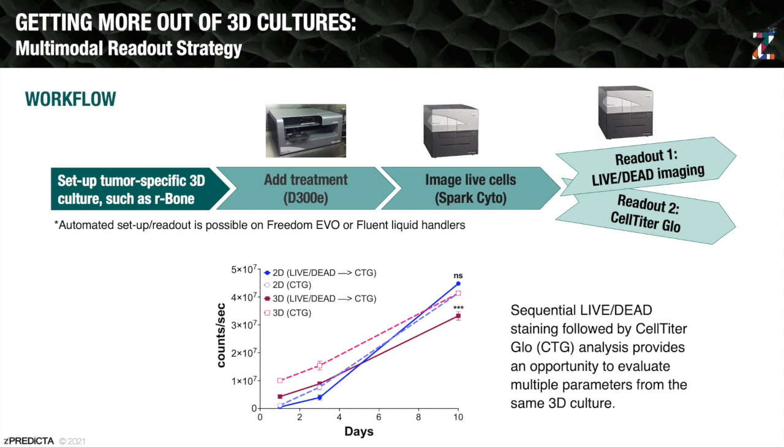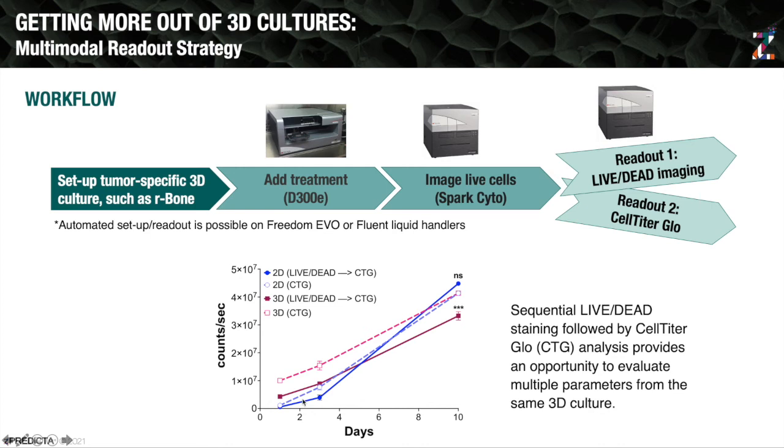And then, as the culture is ongoing and these compounds are doing their thing, you can image the cells over time using the Spark Cyto. Then the two readouts that I'm going to talk about here are live-dead imaging, and we can do other fluorescent imaging as well, followed by CellTiter-Glo following the live-dead imaging. And just looking at whether this live-dead staining will affect CellTiter-Glo, that's the graph on the bottom.